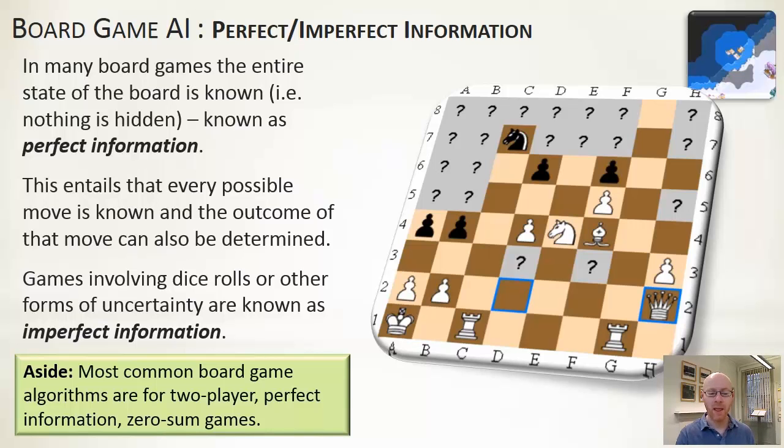What we will be assuming here, and we're going to look at an algorithm that works for, are two-player, perfect information, zero-sum games. This is one particular type of board game that we are interested in, and it also happens to be the most common, but specifically that's what we're looking at. For other types of board games, you need different algorithms.